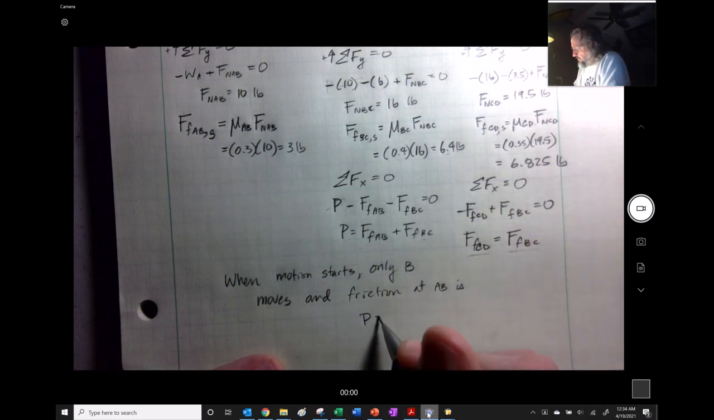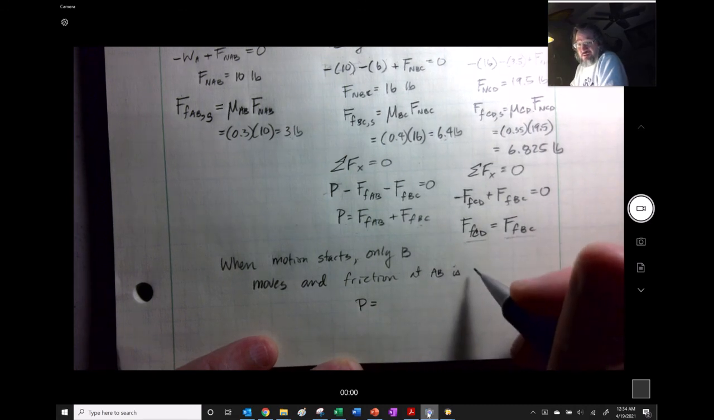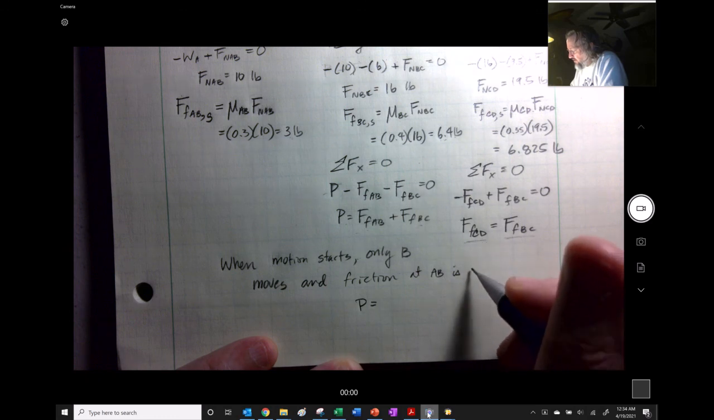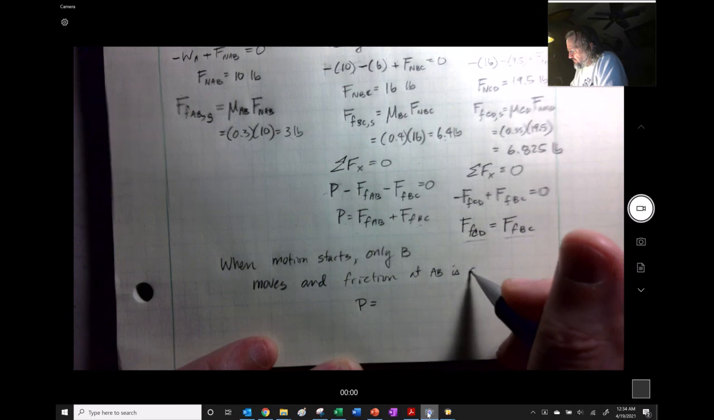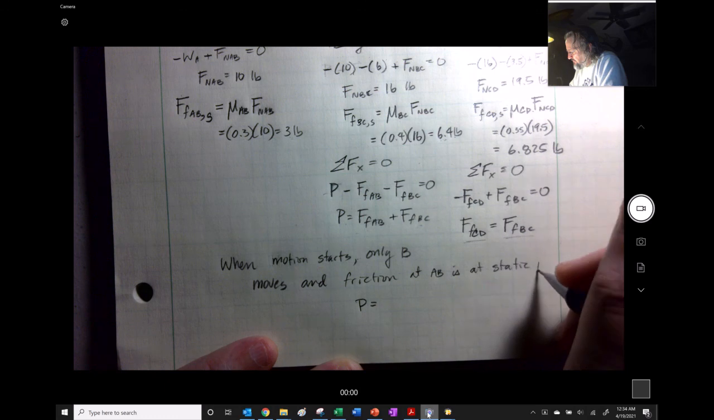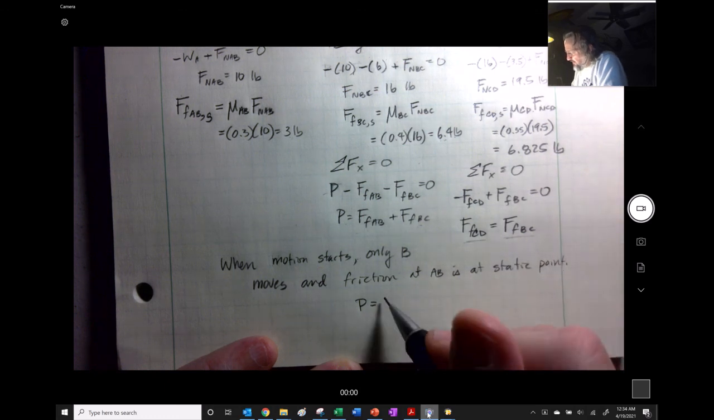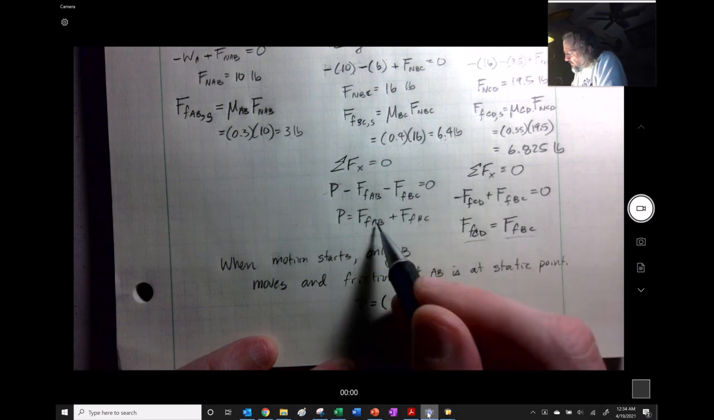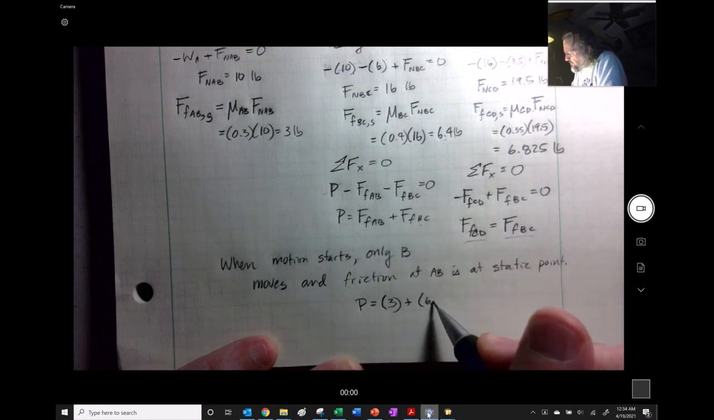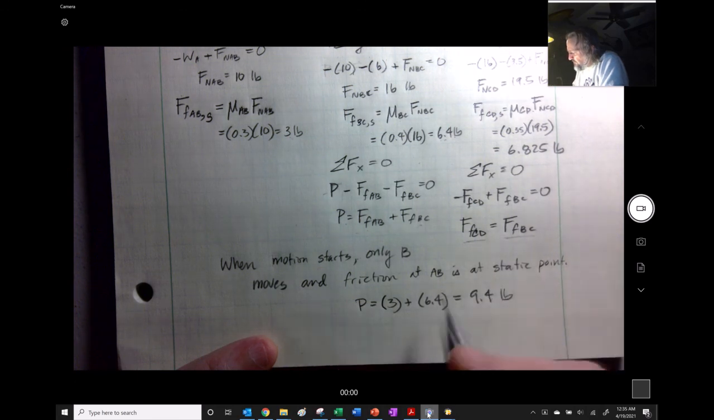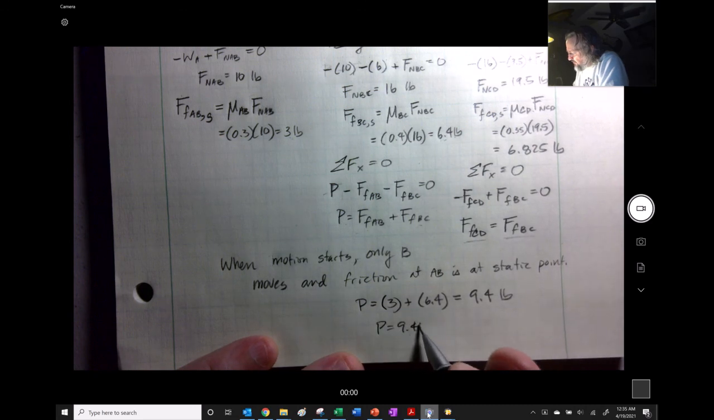All right, so I'm going to say that P is... I'm trying to think of the phrasing of this thing. When motion starts, only B moves, in friction, and B is at the static point. I don't know how to say that better. P is going to be equal to 3 plus 6.4, so it equals 9.4 pounds. So P is equal to 9.4 pounds.